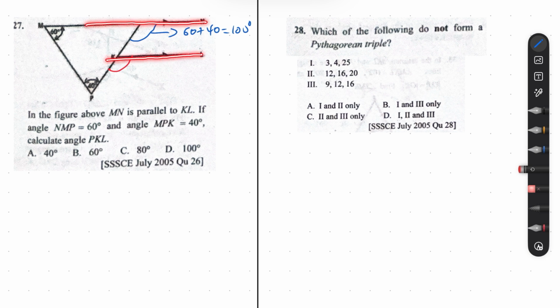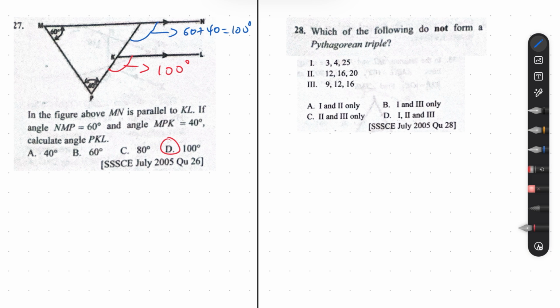Now, we know that if we have two parallel lines with another line crossing them, then we have angles known as corresponding angles. So this angle and this angle are corresponding, which means they are the same. Normally you find corresponding angles when you form an F. So this angle and this angle are the same, which means this angle is also 100. So the answer is D.